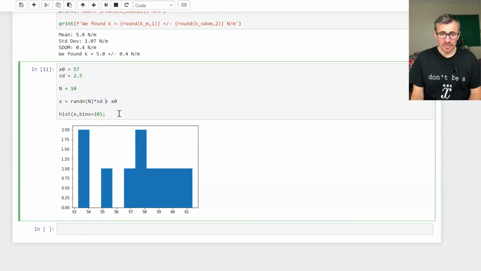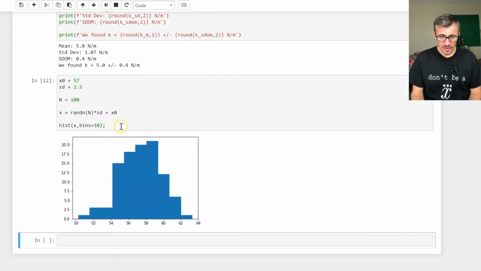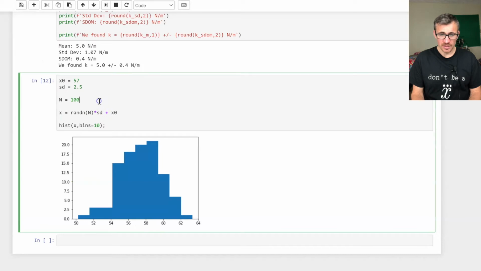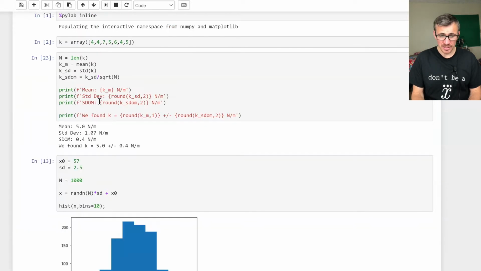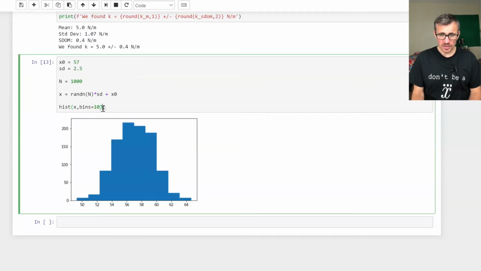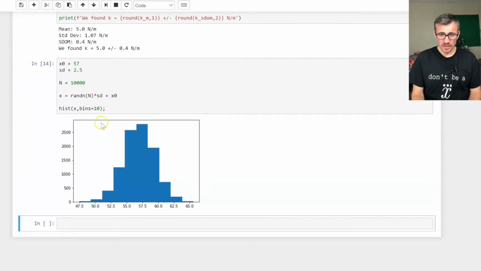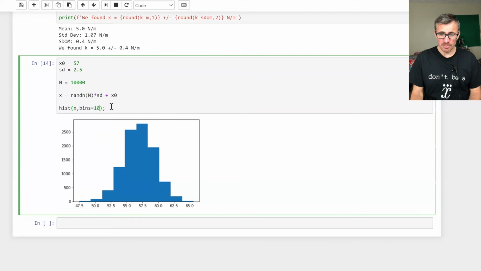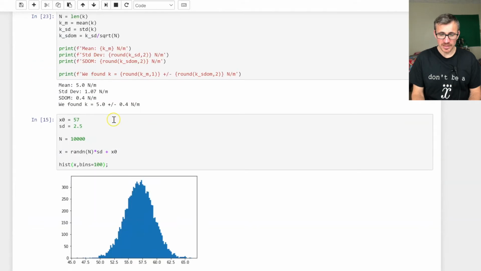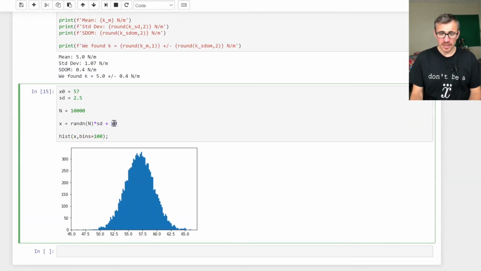Not very telling. So let's crank up the number of measurements. Let's go to 100 measurements, and we'll see what we get. Okay, starting to look like something. 1,000 measurements. It's really starting to look like something. 10,000 measurements. We can see a shape emerging. Now, we've only got 10 bins here, so let's actually make a few more bins. 100 bins here, and we can see that here's our measurements. It's really starting to take a shape.